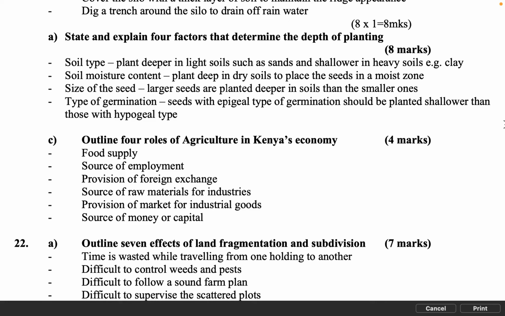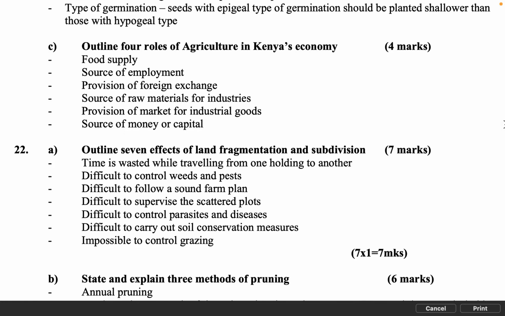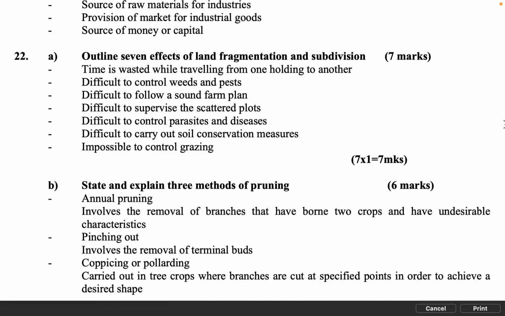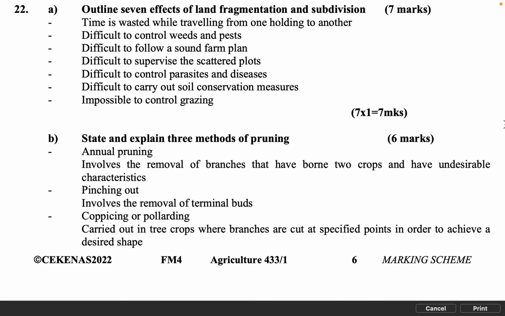Outline 4 roles of agriculture in Kenya's economy. 4 marks. Food supply. Source of employment. Provision of foreign exchange. Source of raw materials for industries. Provision of market for industrial goods. Source of money or capital. 22a. Outline 7 effects of land fragmentation and subdivision. 7 marks.